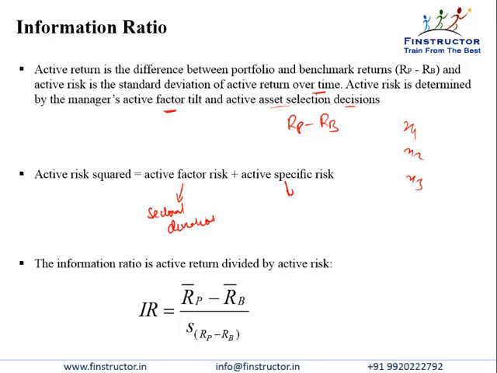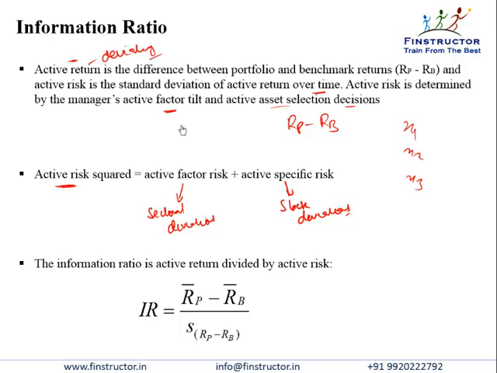Active specific risk comes from individual stock deviations as compared to the benchmark. Active return comes because our portfolio is different from the benchmark. If the portfolio was exactly the same as the benchmark, there would be no active return. So active return means we are deviating from the benchmark. Now we can deviate sectorally or we can deviate stock wise.